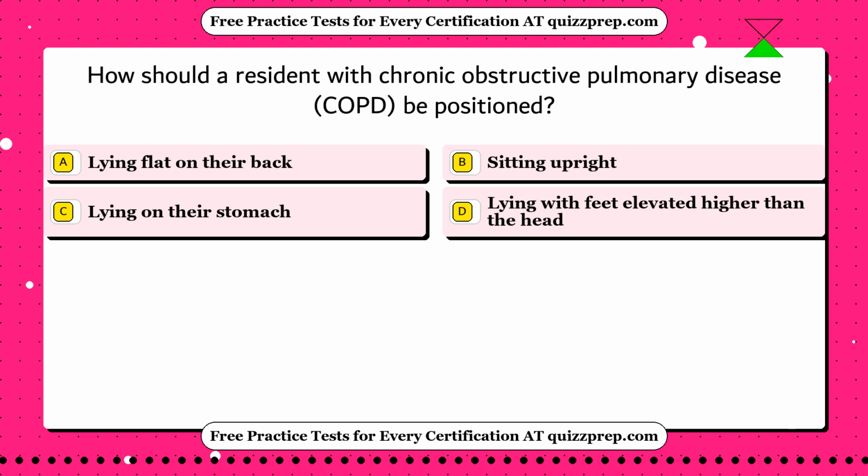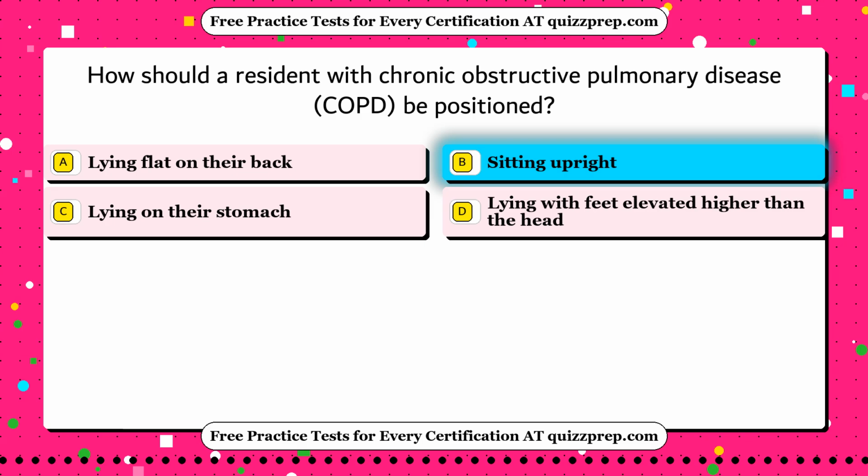Question 10. How should a resident with chronic obstructive pulmonary disease, COPD, be positioned? Option A, lying flat on their back. Option B, sitting upright. Option C, lying on their stomach. Option D, lying with feet elevated higher than the head.